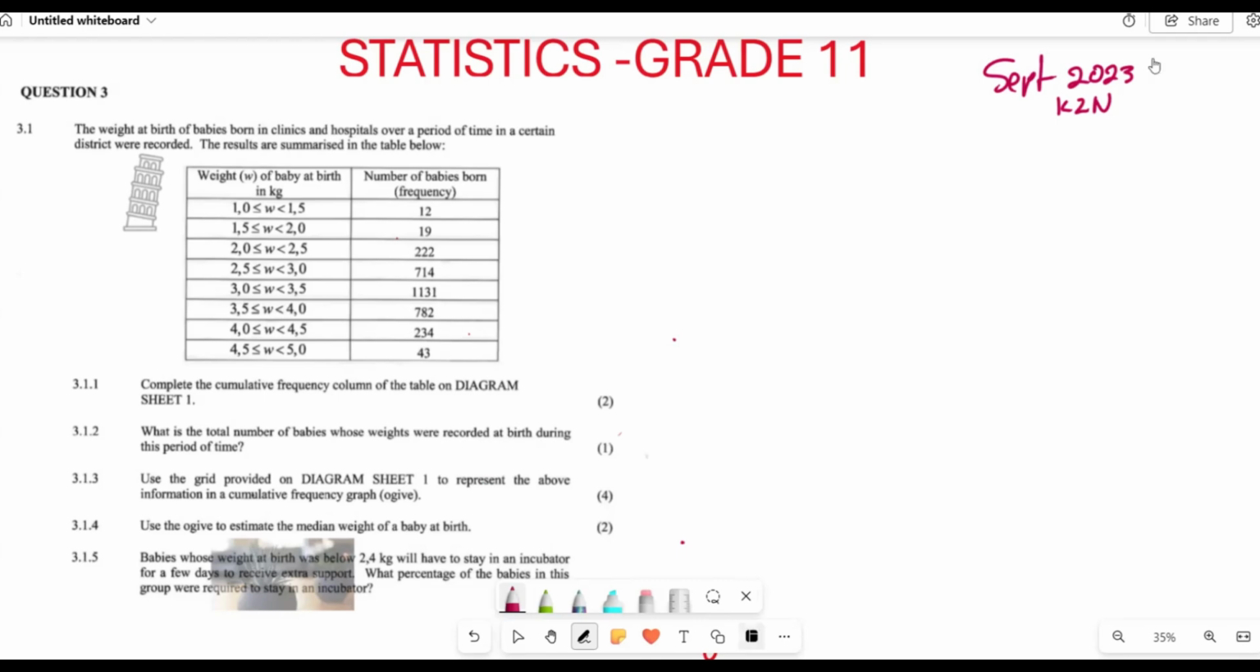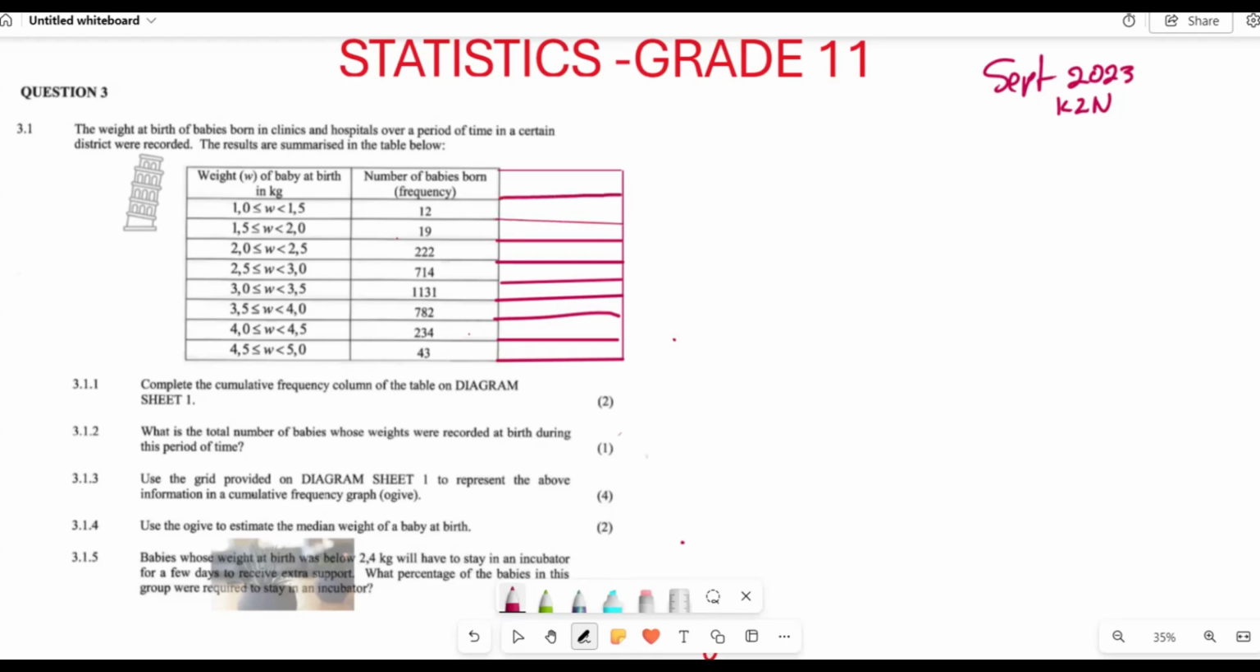Because we do not have our diagram one, we can literally just come in here and add our cumulative frequency column. Let me try and add it very quickly. I know some of my lines are not lining up, but I think you can see what I'm trying to do here.